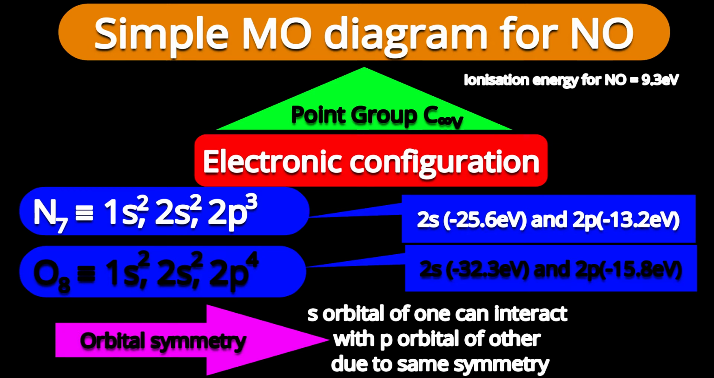I would like to bring your attention to a small white-font note. Ionization energy of nitric oxide is 9.3 electron volt. About atomic orbitals, the highest energy is minus 13.2 electron volt, and the energy of the nitric oxide highest occupied orbital is minus 9.3 electron volt. So I can say HOMO, highest occupied molecular orbital, has energy minus 9.3 electron volt. What do you think? Is this energy, minus 9.3 electron volt, higher than the 2p orbital of nitrogen or lower? It is higher. Let us see the molecular orbital diagram.